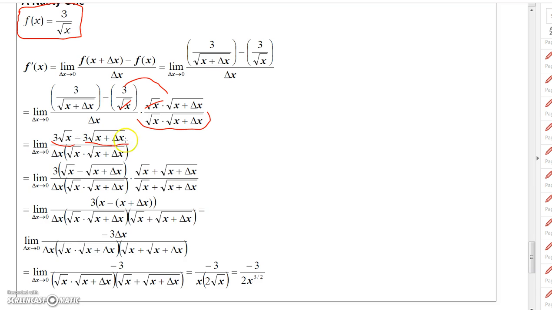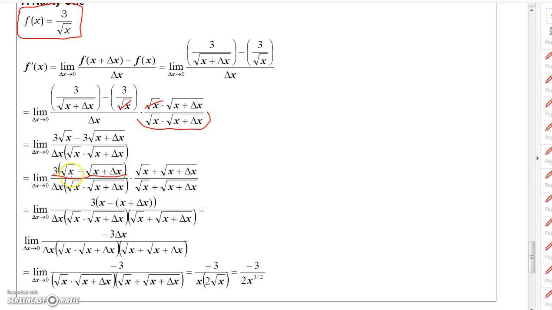Okay. Now, before I go to the next step, notice I have a 3 here. I'm going to factor that 3 out of these two terms in the numerator. So I'm going to factor the 3 out of this and get 3 times the square root of x minus the square root of x plus delta x. Now, at no point so far could I plug delta x equals 0 in for delta x, because it would give me 0 over 0. So I'm still trying to get it into a form that I can evaluate by letting delta x equal 0.